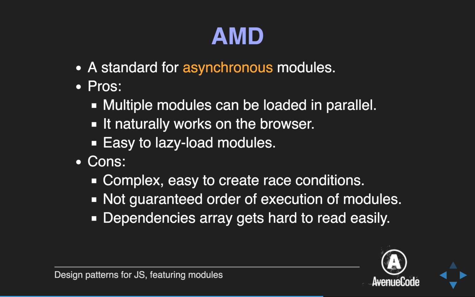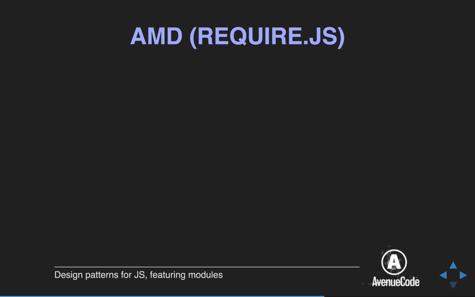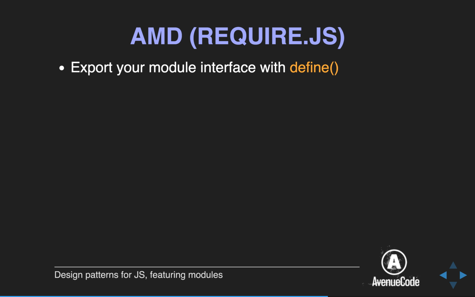And the dependencies array gets hard to read, because all the dependencies are going to be loaded in an array, and if that array is big, it becomes harder for you to make sense of it. So AMD is a standard, but the most used library is require.js. And to use require.js, it's pretty much the same two rules. You have to export your module interface using define, and you import on a client using require.